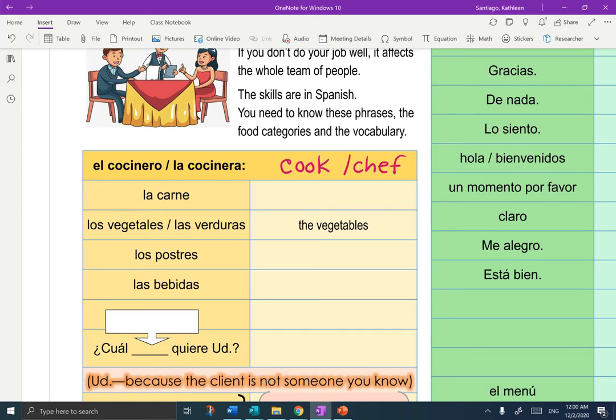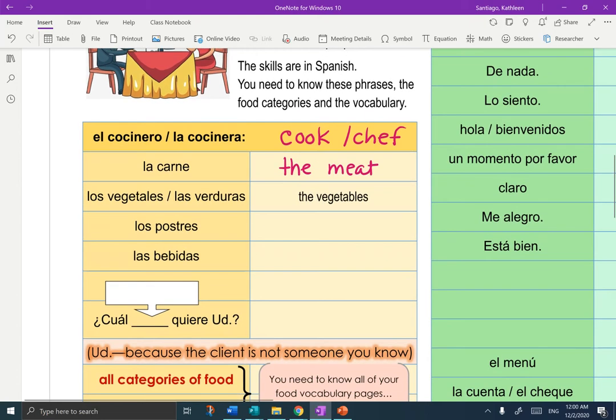Okay, so these are like the categories. So la carne, you should remember carnivore. So this is the meat. Remember that los vegetales and las verduras both are the word for vegetables. Los postres, what do you eat post meal? Post meaning after, right? So that would be the desserts. Okay, so again, postre reminds me of the word pastry, so that one's kind of easy to remember.